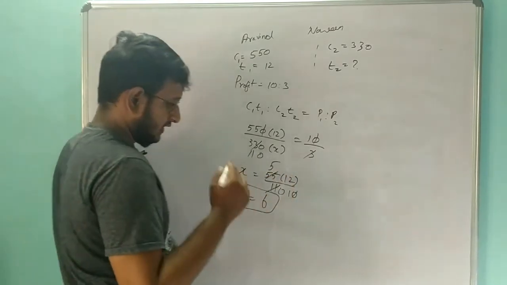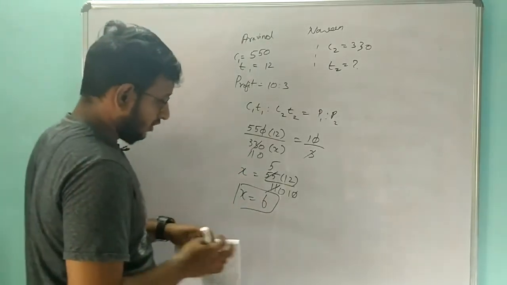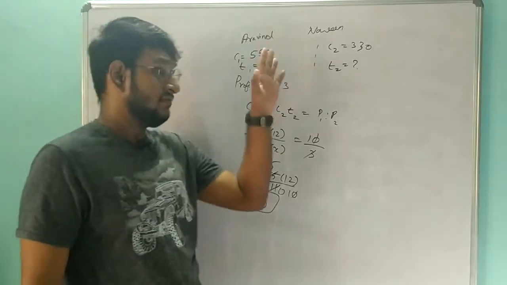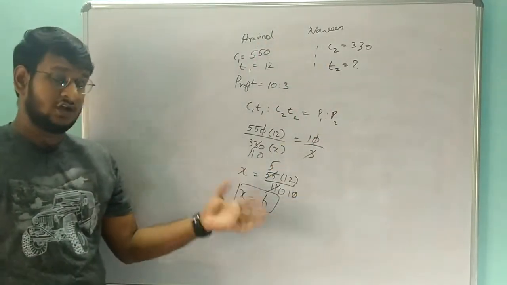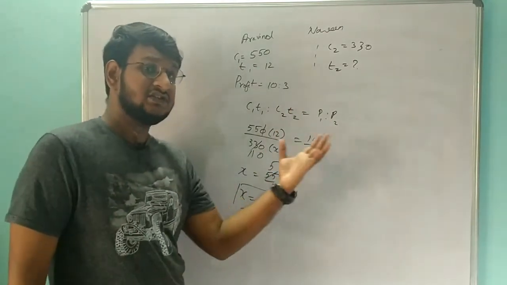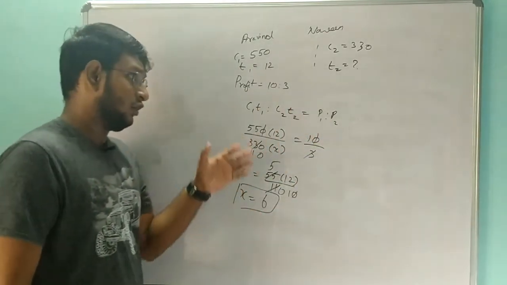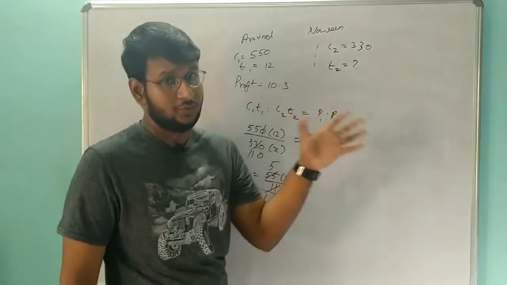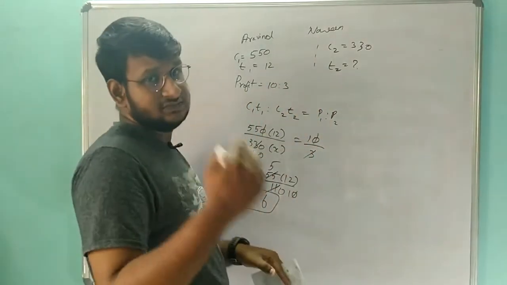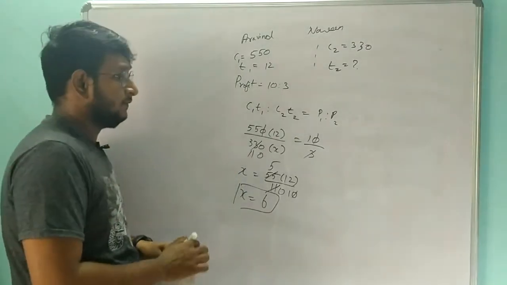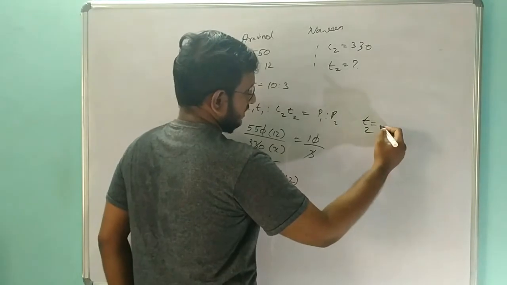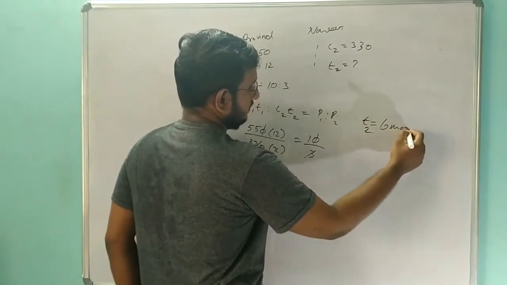So the time period of investment that Naveen made is 6 months. Naveen has invested for 6 months. Only after 6 months he started to invest 330 rupees in the business. So the time period of Naveen's investment is 6 months. So this is the answer.